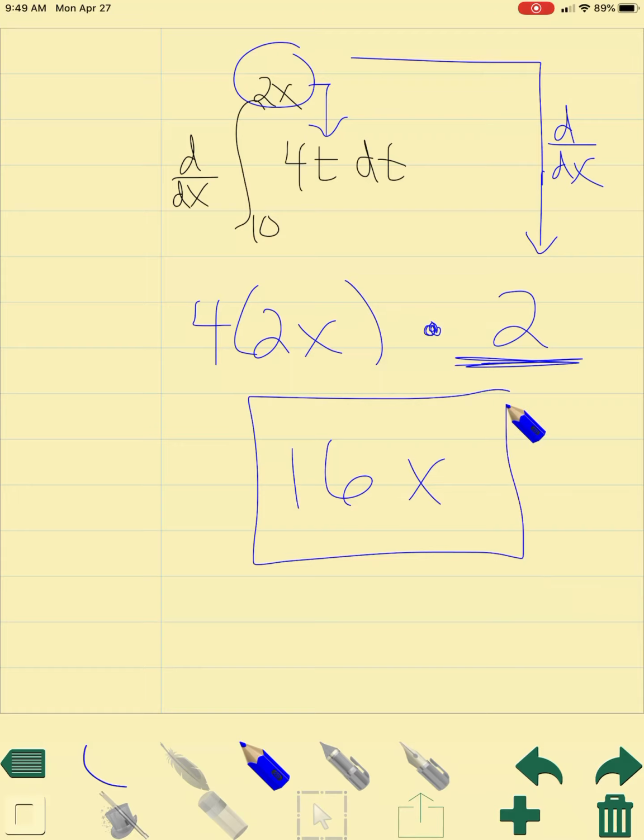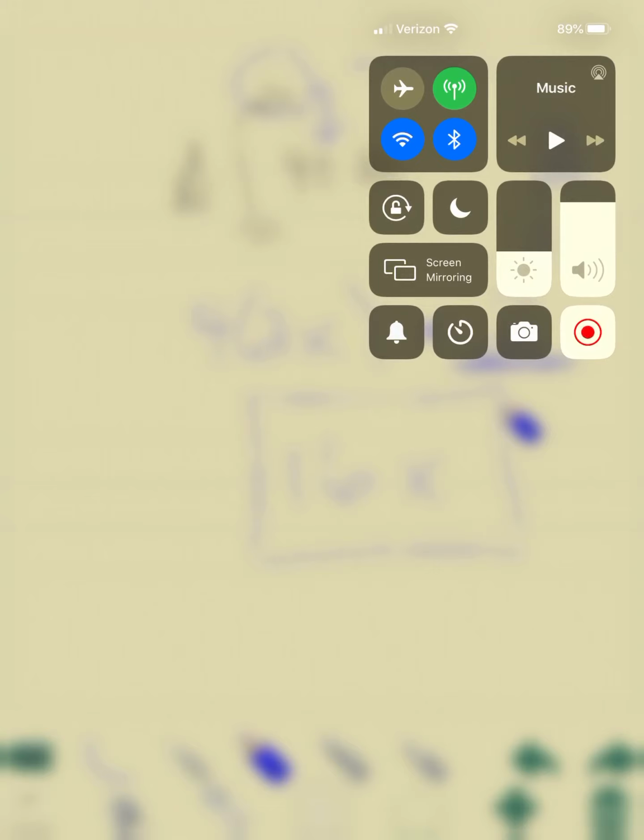All right. If you have any questions on that, just let me know. But that looks at the fundamental theorem of calculus part 2. Wednesday, we're going to start looking at u substitution, which is just a different way to integrate. Other than that, you guys have a good day, and I'll see you guys.